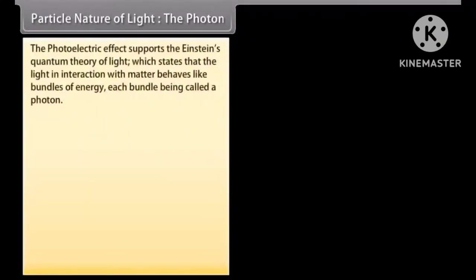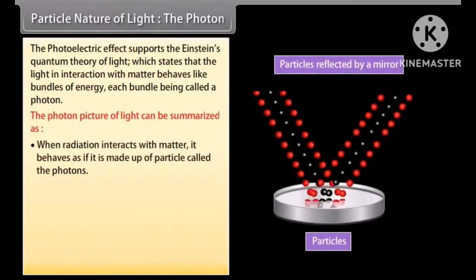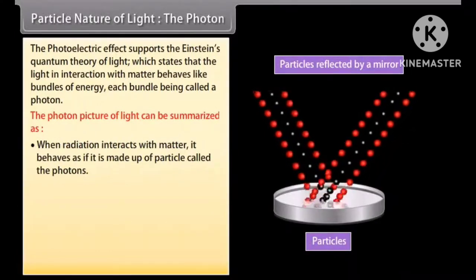Particle nature of light, the photon. The photoelectric effect supports Einstein's quantum theory of light, which states that the light in interaction with matter behaves like bundles of energy, each bundle being called a photon. The photon picture of light can be summarized as: when radiation interacts with matter, it behaves as if it is made up of particles called photons.